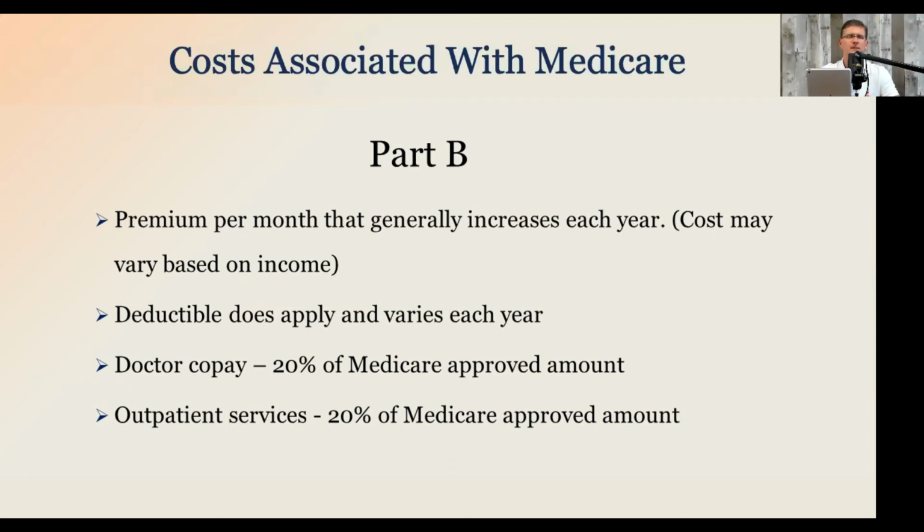Part B has a premium per month that generally increases each year. One thing to keep in mind is that the cost varies based on income.